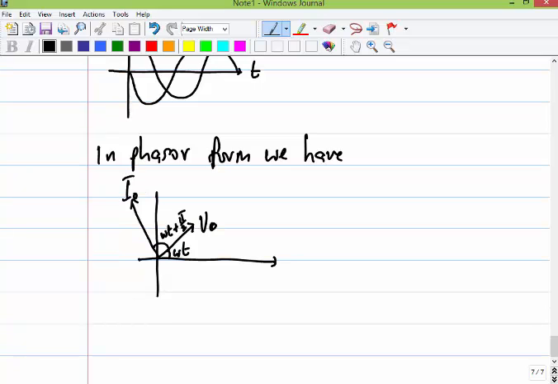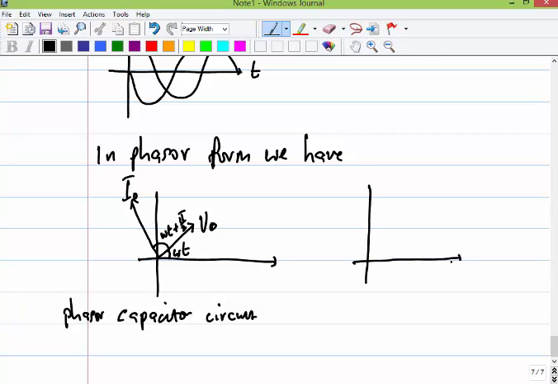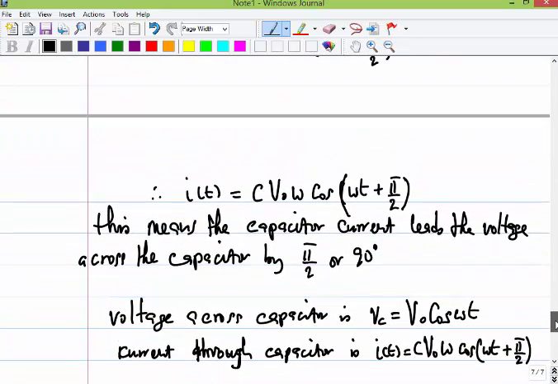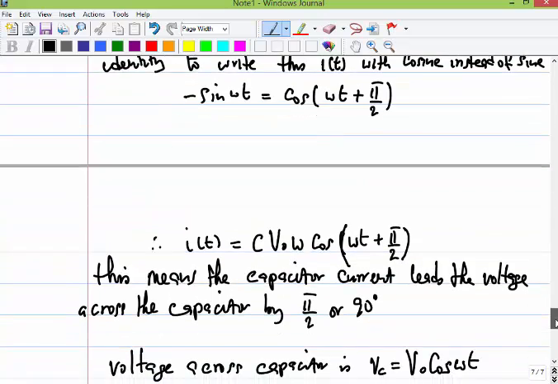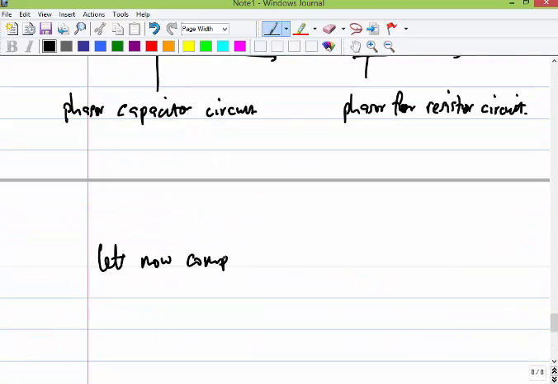So notice the difference between what we had with this. This is the phasor for a capacitor circuit. Let's compare that to the phasor diagram for a resistor circuit, where the voltage across the resistor is this voltage here, and the current is the same, I. So they are in phase. You can see the difference there. So what we can do now is look at Ohm's law. We see that this is current, and we can now apply Ohm's law. So let's compare to Ohm's law, V equals IR.